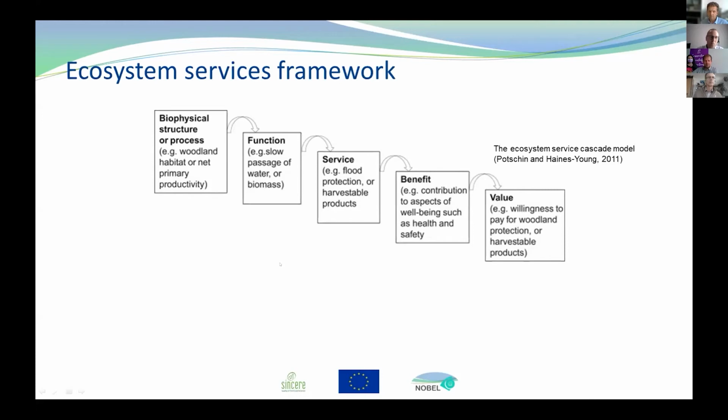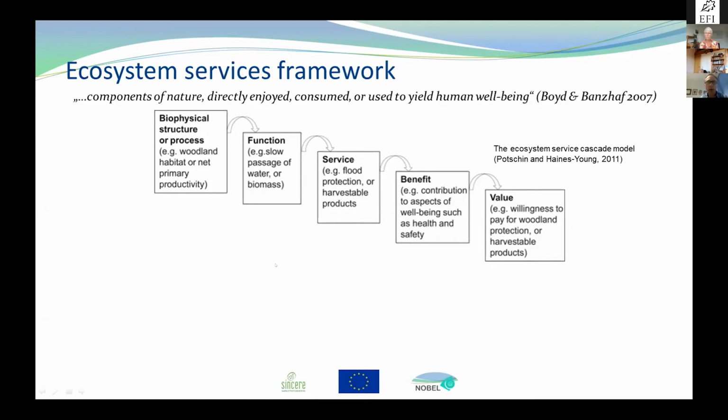Here you see this original cascade, which was published by Potschin and Haines-Young. It starts with the biodiversity and the structure of the forest. This structure leads to function. The function leads to a potential service, and the potential service can be used by human beings. So there's a flow of ecosystem service from the forest to the social system, and those benefits can lead to prosperity and well-being, create market value, but not necessarily.